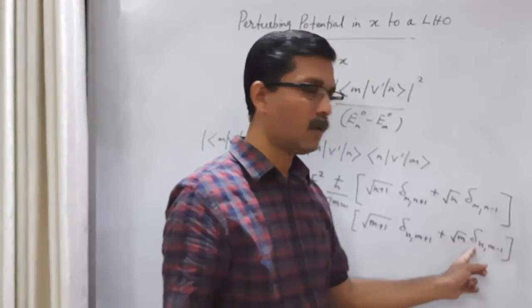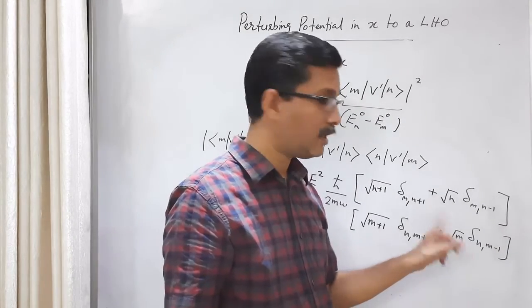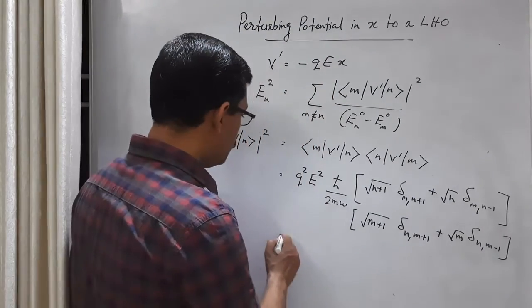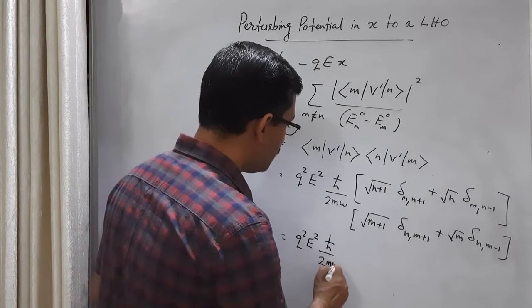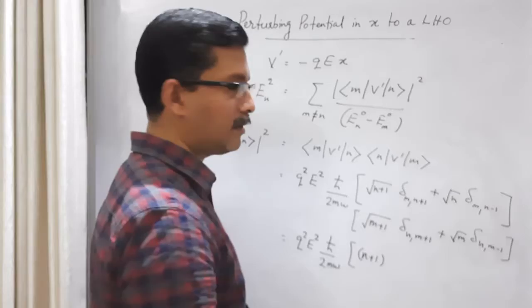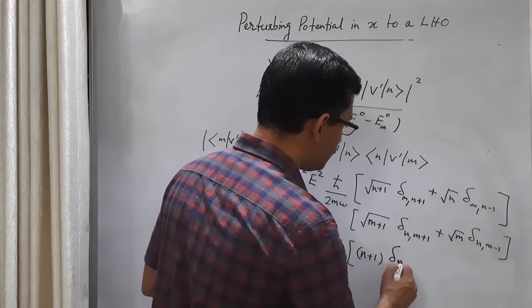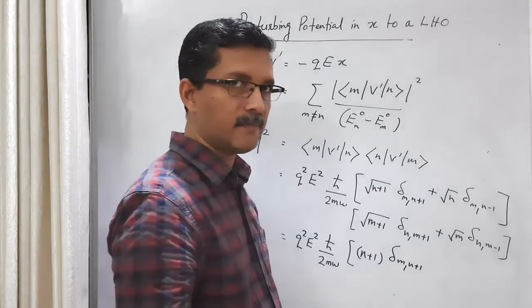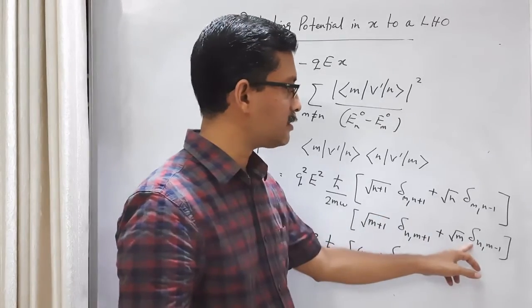So this into this will be non-zero. The coefficient of this is root n plus 1, and the coefficient of this will also be root n plus 1. So we have root n plus 1 into root n plus 1, which is n plus 1. So we have q square e square h cross by 2m omega. So one non-zero term is simply n plus 1 delta m comma n plus 1, right? m is equal to n plus 1. That is the result from here. So this into this term will be 0, and this into this term is non-zero.